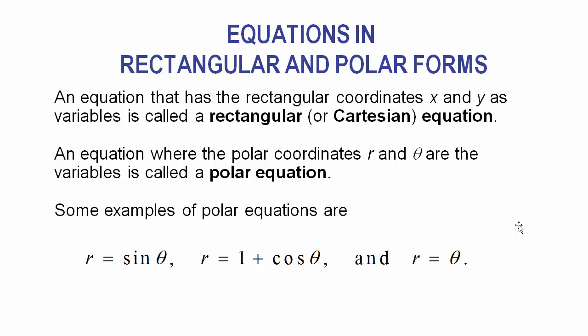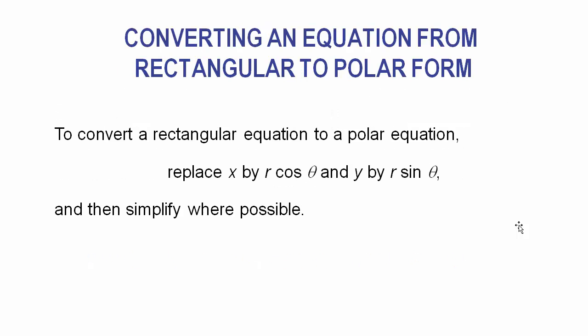The easiest way to do that is to go back to our SOHCAHTOA stuff and use that to relate one to the other. Here are some typical examples of polar equations. You can notice that instead of things being in terms of x's and y's, they're in terms of r's and thetas. Those become our two variables, r's and thetas. So to convert an equation from rectangular to polar form, all you have to do is the easiest substitution.